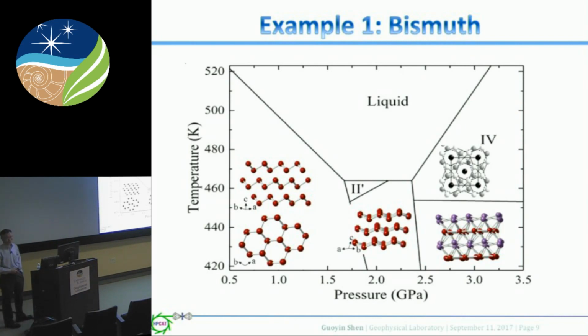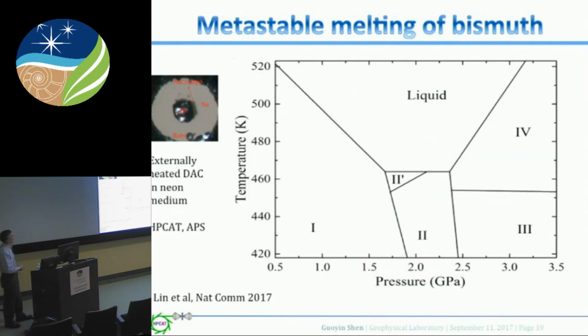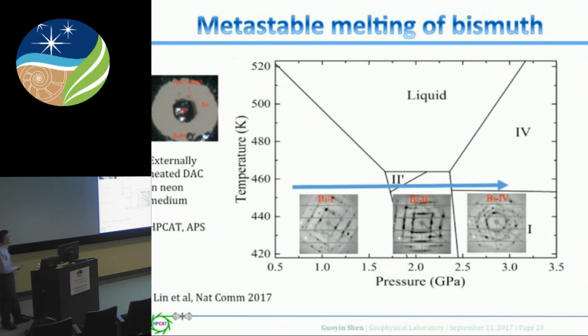The pressure is relatively low, so experimentally it's very easy to handle. We used an externally heated diamond anvil cell in a neon medium, so we provide hydrostatic pressure. And then we monitor the structure of bismuth with synchrotron X-rays. As we heat to that temperature, starting from phases I, II, and IV, as expected, as we increase pressure.